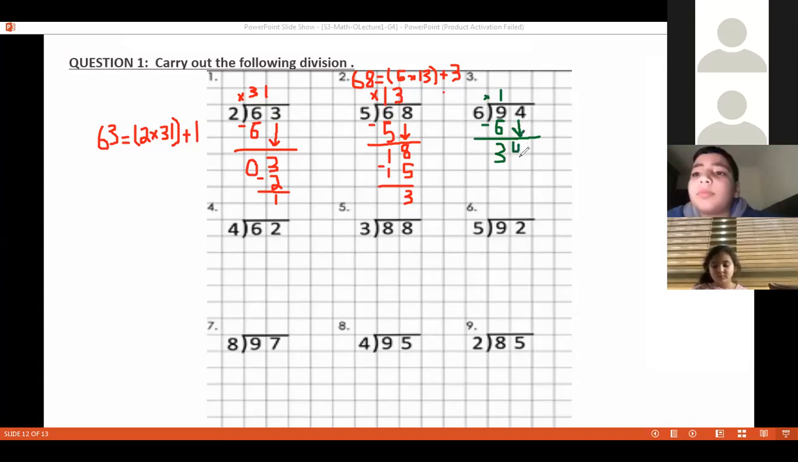Now we bring down the 4. Now we have 34. What's 34 divided by 6? 5. It's 5. Very good. What's 6 times 5? 30. Excellent. Now after multiplication, what do we do? Subtract. Very good. What's 34 minus 30? 4. Excellent. Very good. Yalla, let us write it as Euclidean division. So 94 is equal to 6 times 15 plus 4. Very good, guys.